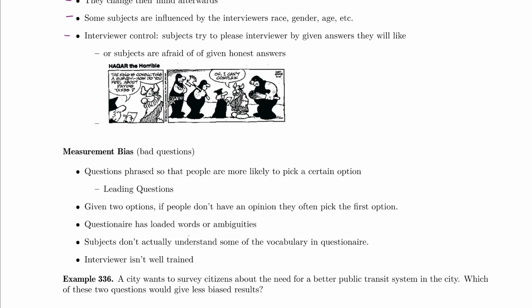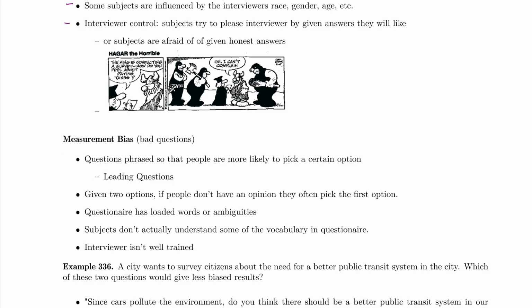Sometimes the questionnaire has loaded words or ambiguities. We found a lot of times people don't actually understand the vocabulary, and so they don't know how to answer. Or sometimes the interviewer isn't well trained and they accidentally give cues of how they want the people to answer, things like that.